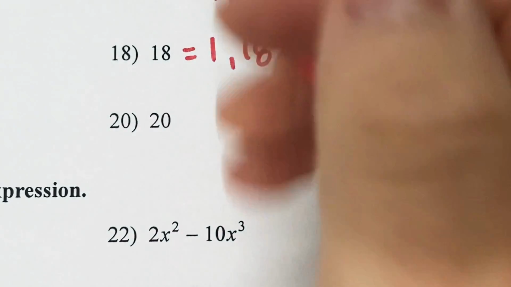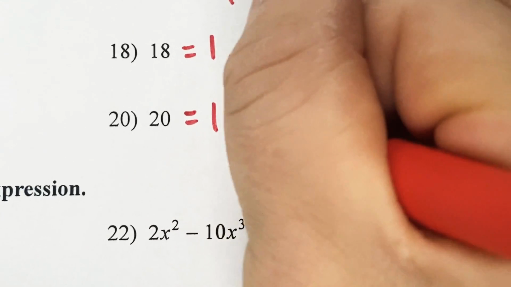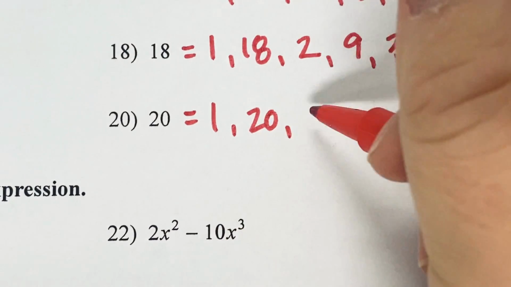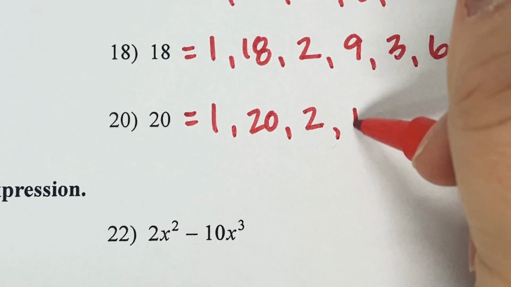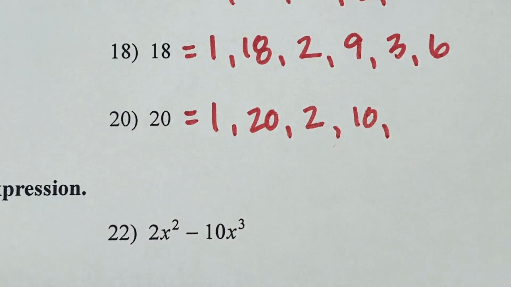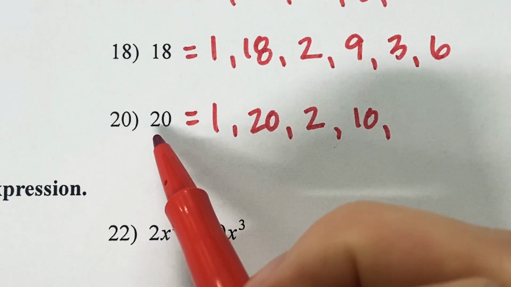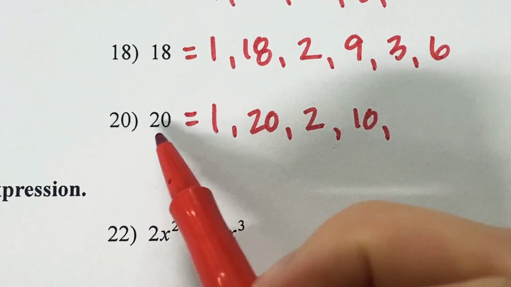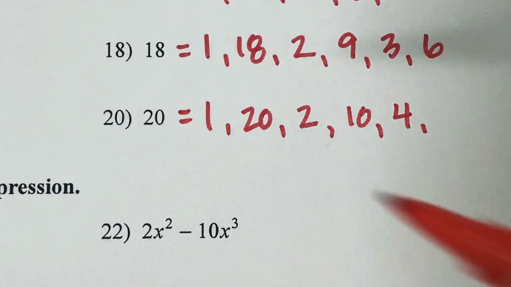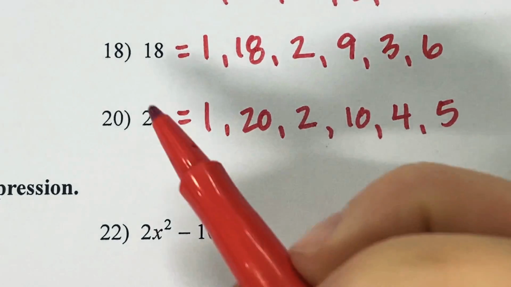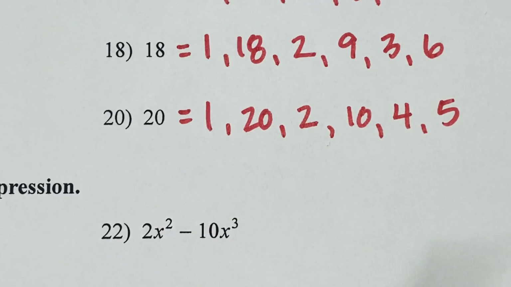Okay, 20. 1 and 20. It's even, so 2 times what will give me 20? 2 times 10. Okay, 3, no, 3 doesn't go into 20. 4, yes. Okay, 4 times what will give me 20? 5. And 5, yes, we already got it, so we are done.